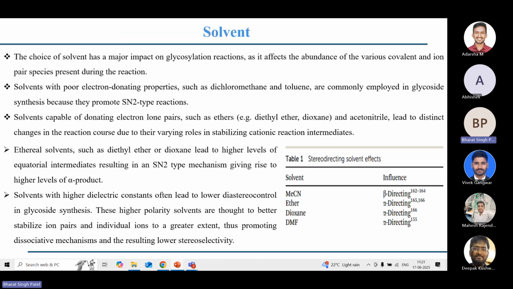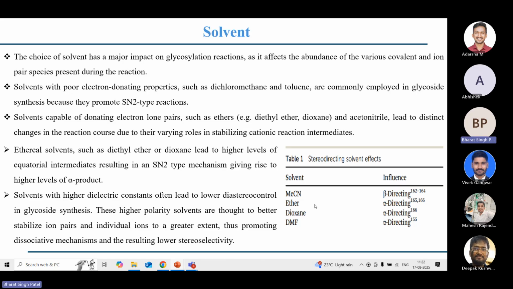The choice of solvent also matters in glycosylation. For example, solvents with poor electron-donating properties, like dichloromethane and toluene, are employed in glycoside synthesis because they promote SN2 type reactions, as they will not stabilize the intermediate or coordinate with it completely. But solvents having electron-donating properties, like ethers, dioxane and acetonitrile, lead to one selective outcome, either alpha or beta, giving only one stereochemistry.